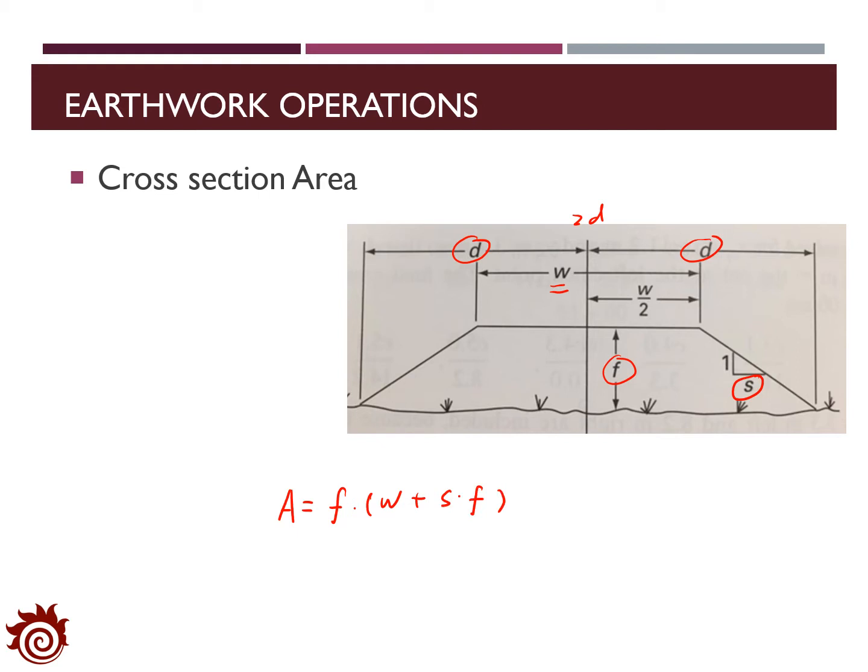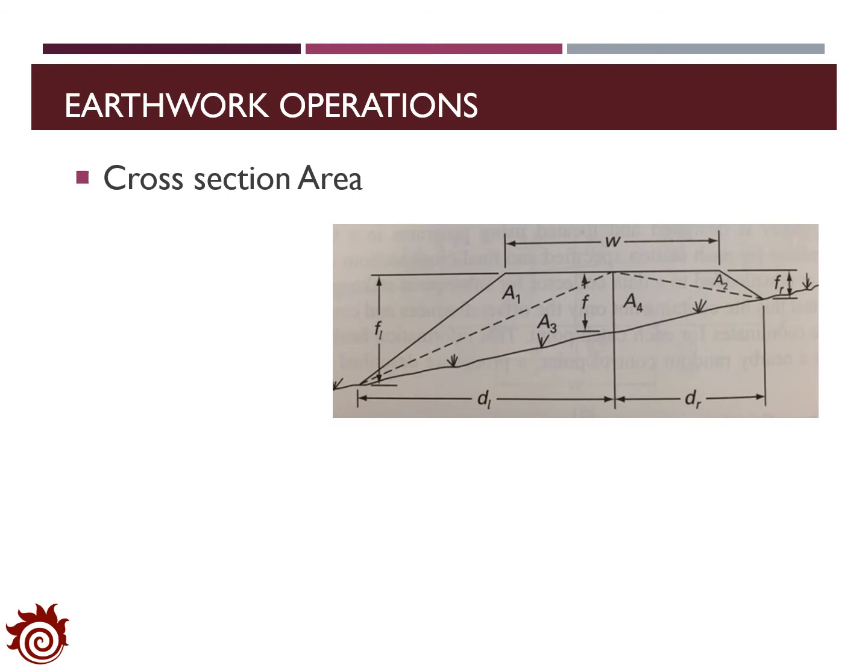This one actually comes from the equation half of F times (W plus 2D). These two equations are equivalent to each other. If the natural ground is not flat, then the equation in the previous page cannot be applied. In that sense, we need to conduct more measurements about the pavement thickness and the width of the pavement base.